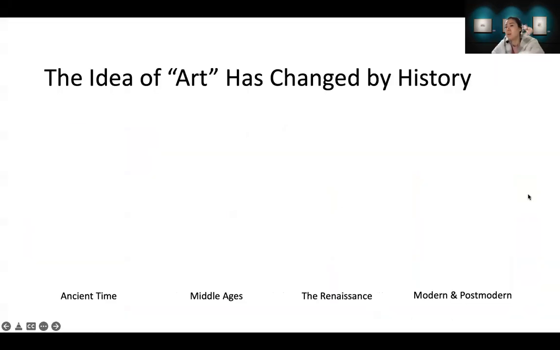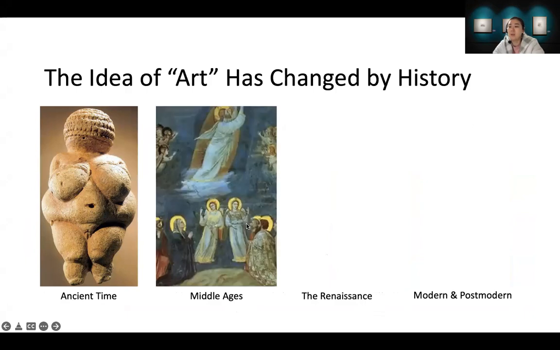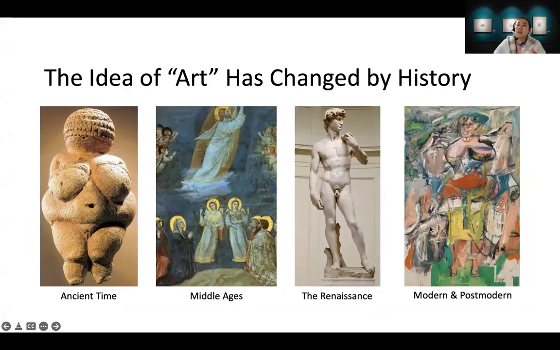So art has changed like this. In the ancient time, art was totemic, and in the Middle Ages, art was craft. In the Renaissance, art was painting, sculpture, and architecture with skilled technique. Lastly, art means diverse genres.